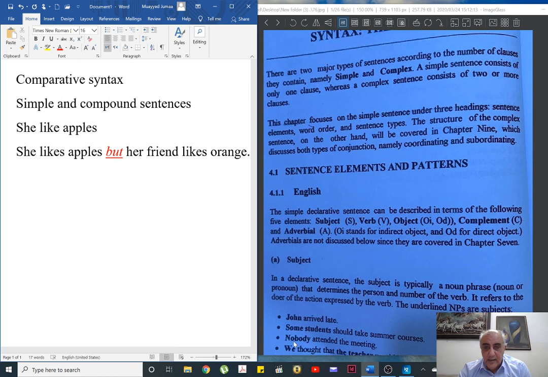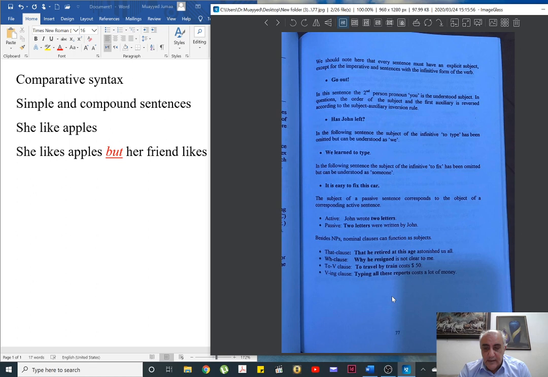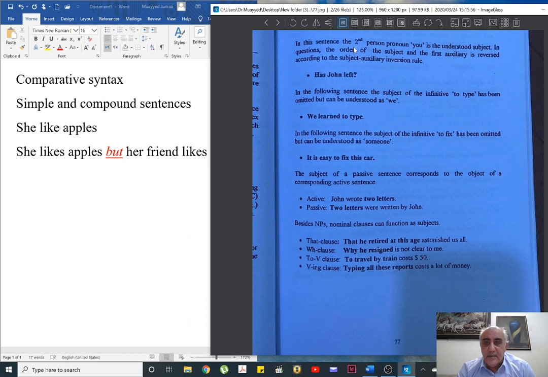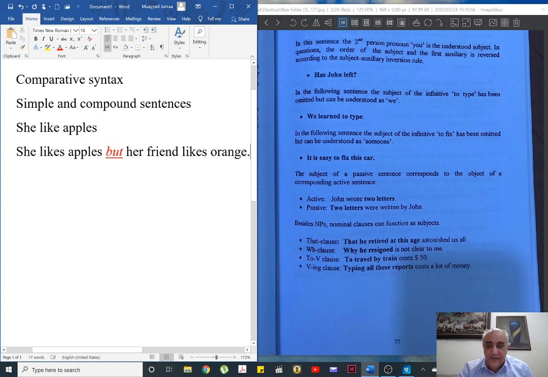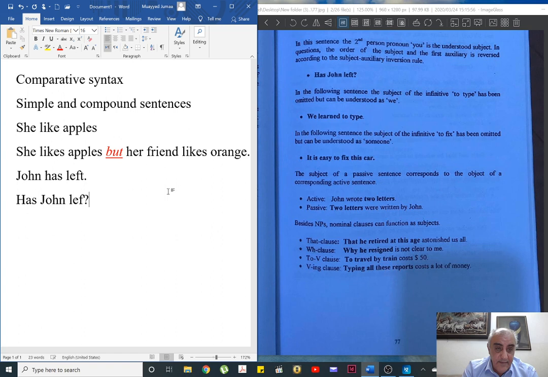If we move to the other page, as you can see, in the second sentence the pronoun you is understood as the subject. In a question, if we say, has John left? the sentence is John has left. Remember that here we are talking about simple sentences, not compound sentences, because these sentences do not have conjunctions. So the question will be: has John left? Now this will be a question.